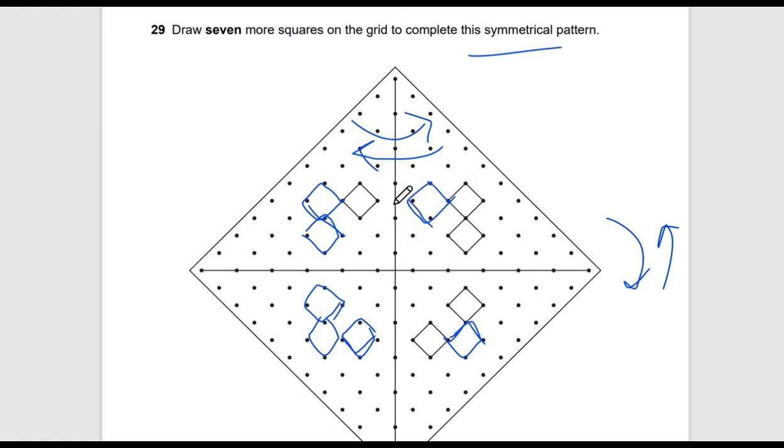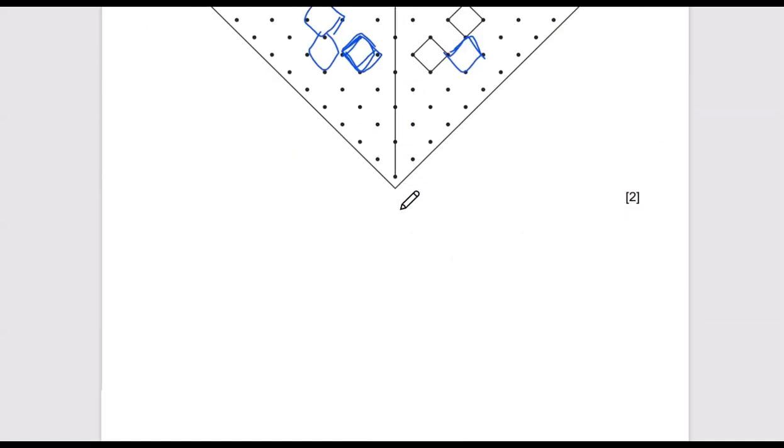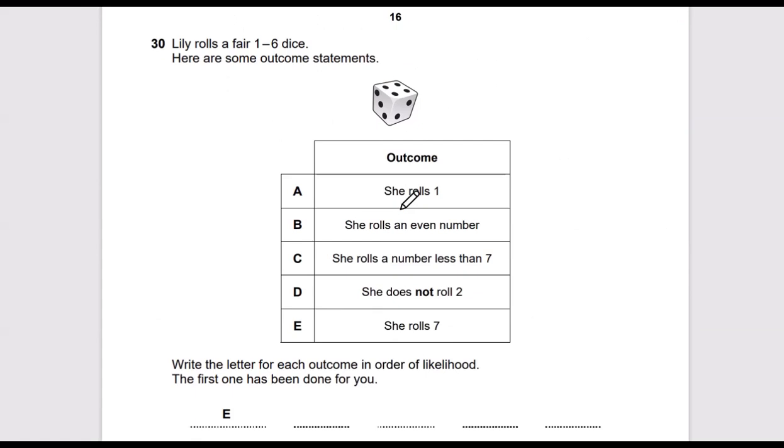This is supposed to be symmetry here. This is symmetry here, and this will be symmetry here. Okay. Alright, next number 30. Sorry, we have 30, 31, 32 left.